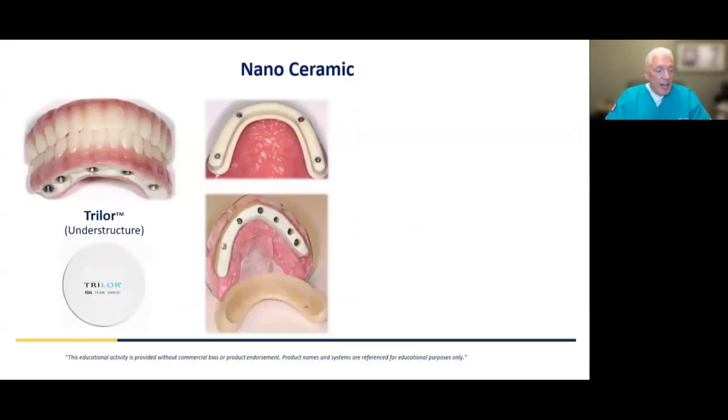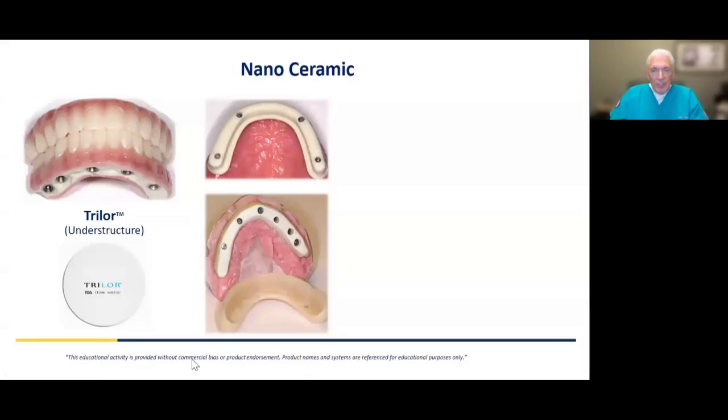The nano ceramic, let's talk about this a little bit, because some people are hearing a lot about it and are interested in it, but they really don't understand that much about it. So what it is, it's a couple of components. Nano ceramic is going to have an understructure, and most labs are getting the material from the same manufacturer. Brand name, Trilor is a brand name here.